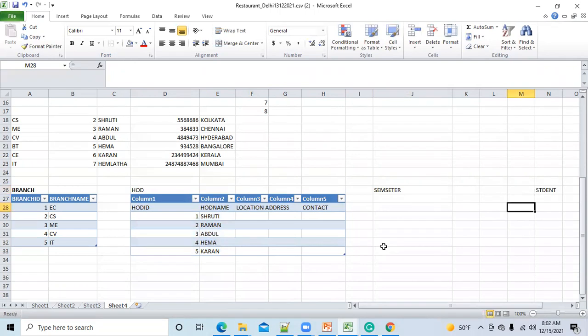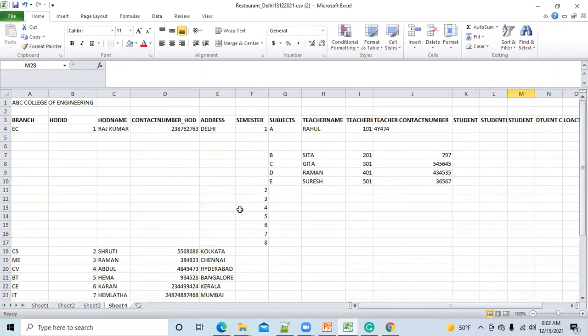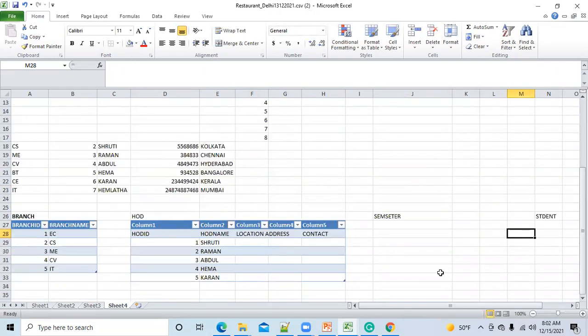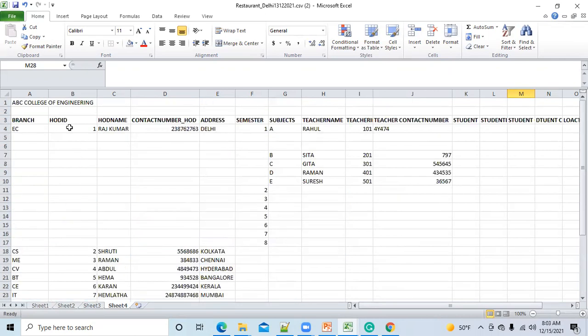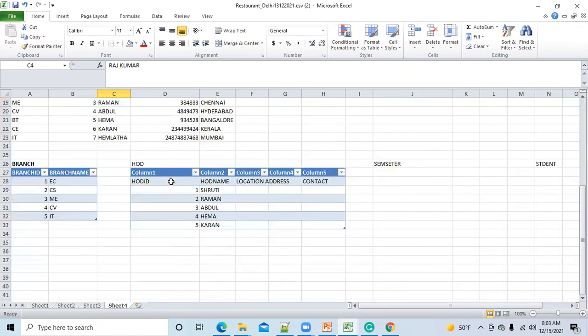Now tell me which one is easier to understand, this one or this one? The second one, right? What we have done here is we have segregated data. So now this will take less space as well because there is no repetition. If I mention HOD ID 1, the same HOD ID will be mentioned here as well, and the same Rajkumar name will come for all these semesters. But here I have this information only in one table.